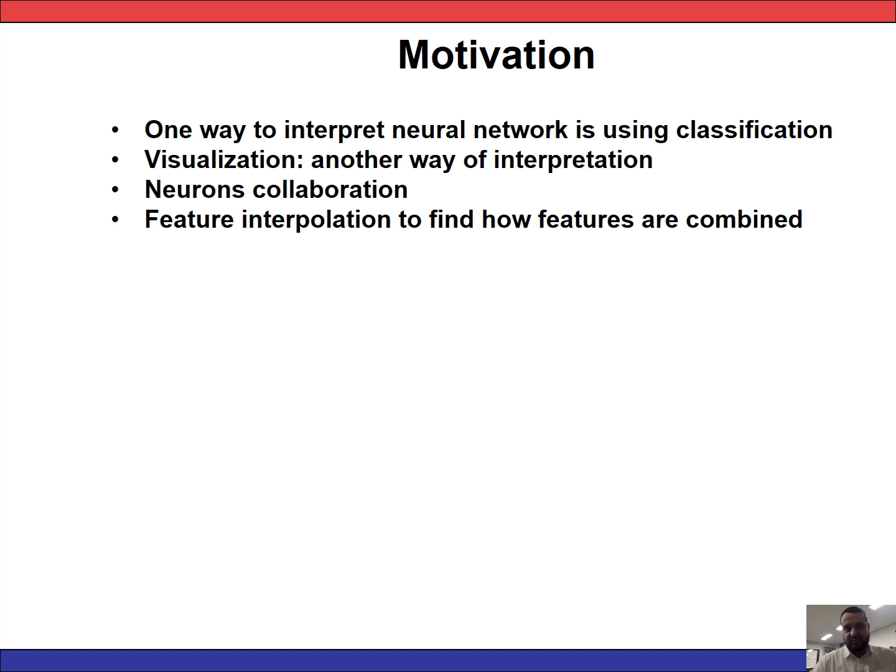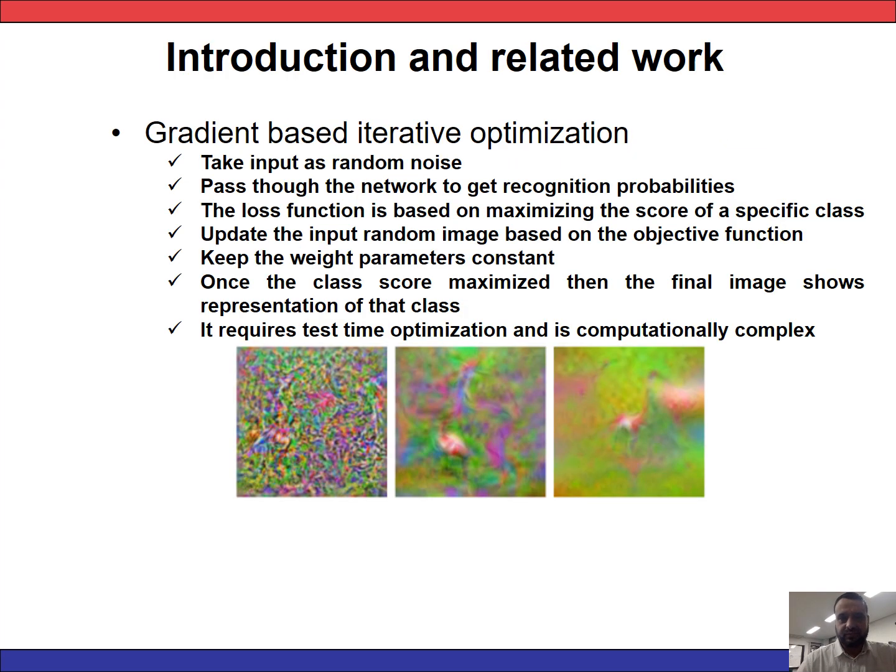So based on these motivations, I follow this interpretation of neural network by using the feature extraction and reconstruction network that I will explain in the coming slides. So now let's talk about the related work. The first approach that is based on visualizing what is learned inside neural network is the gradient based iterative optimization.